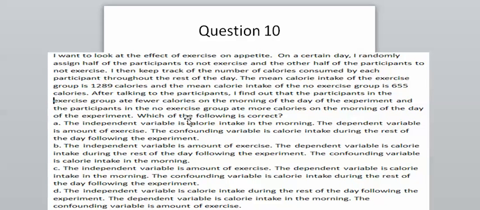Well, the independent variable is the exercise or amount of exercise, because the different groups are being assigned to different amounts of exercise. And the dependent variable is calorie intake, because that's what I'm recording as my outcome. And the confounding variable is calorie intake in the morning. So which one is that? Amount of exercise.